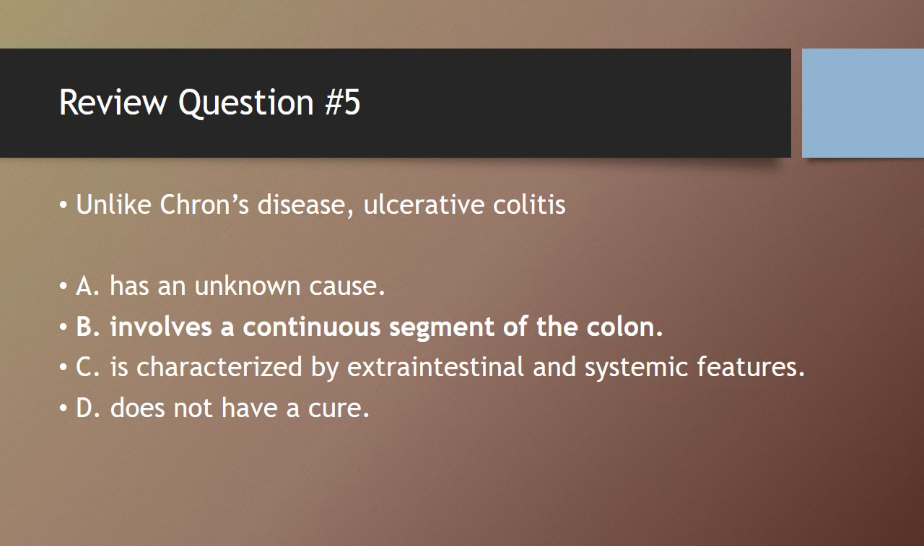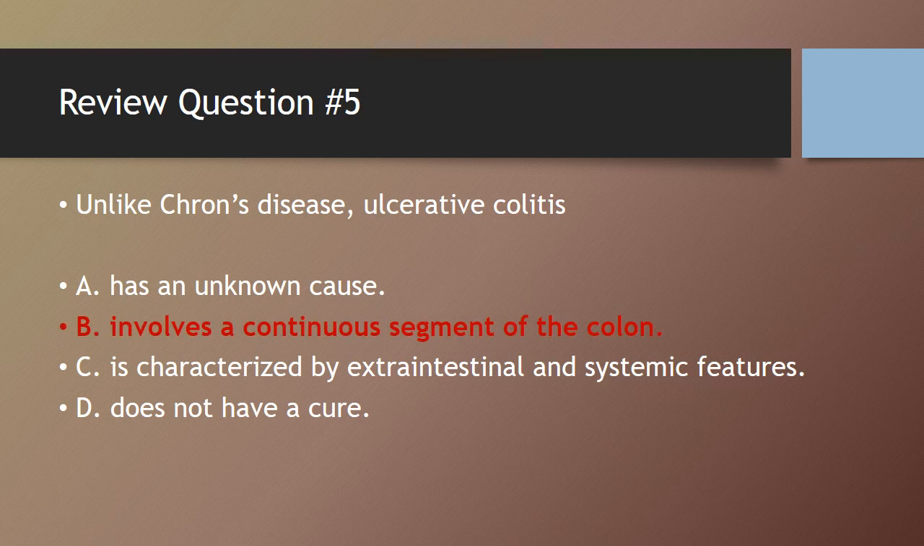All right, and the last question, question number 5. Unlike Crohn's disease, ulcerative colitis, A, has an unknown cause. B, involves a continuous segment of the colon. C, is characterized by extraintestinal and systemic features. Or D, does not have a cure. The answer is B, involves a continuous segment of the colon. Because remember, ulcerative colitis does have a cure.